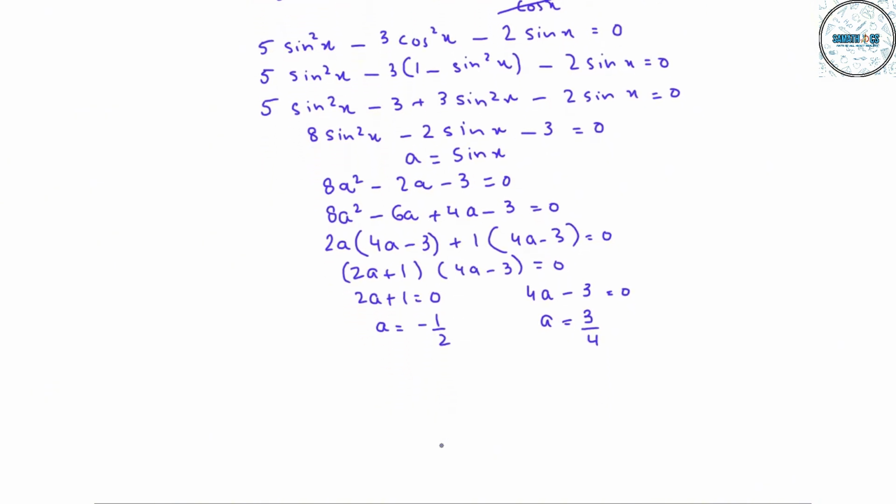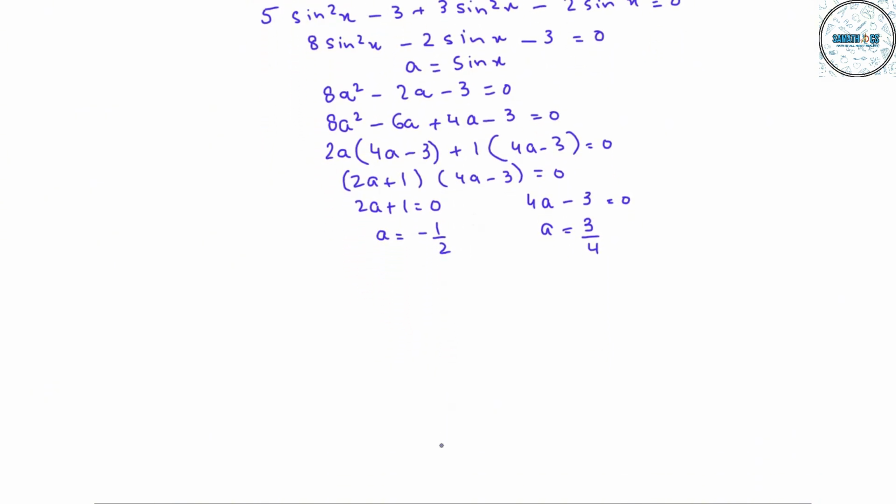As we consider a is equal to sin x, so we can replace a by sin x now. Sin x is equal to minus 1 upon 2 and sin x is equal to 3 upon 4. We will solve these two equations separately. Alpha is equal to sine inverse of 1 upon 2. So alpha is equal to 30 degree.